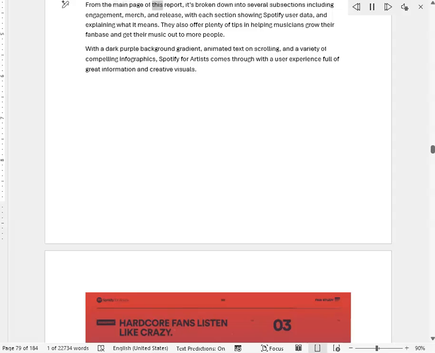From the main page of this report, it's broken down into several subsections, including engagement, merch, and release, with each section showing Spotify user data and explaining what it means. They also offer plenty of tips in helping musicians grow their fan base and get their music out to more people. With a dark purple background gradient, animated text on scrolling, and a variety of compelling infographics, Spotify for Artists comes through with a user experience full of great information and creative visuals.